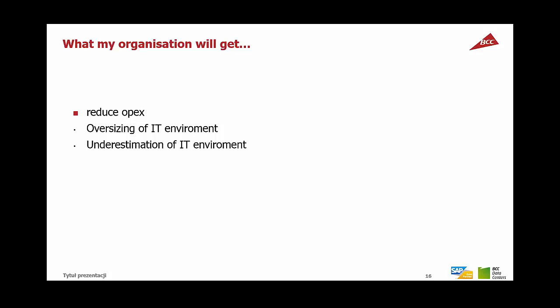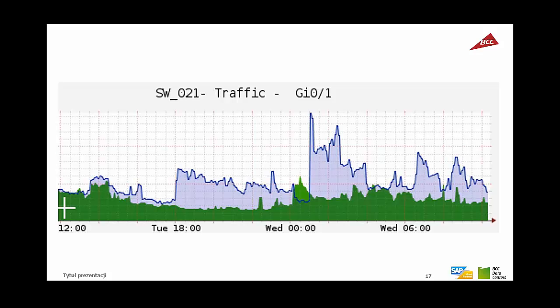And another piece, on the other hand, is underestimation of the IT environment. What is underestimation? You don't have enough resources to work properly and smoothly. Our application will show you that, for example, you need 100 megabits to the internet and you have only 50 megabits to the internet, and everything isn't working properly. For example, here you have a graph of bandwidth on the port, on the switch, which shows you the utilization of this port.